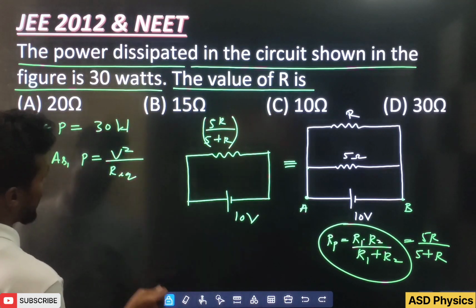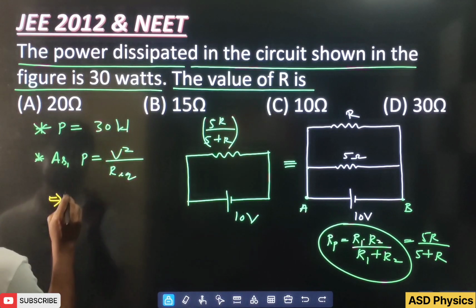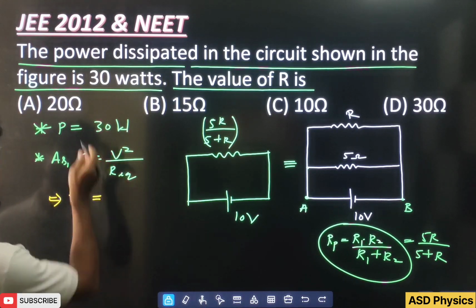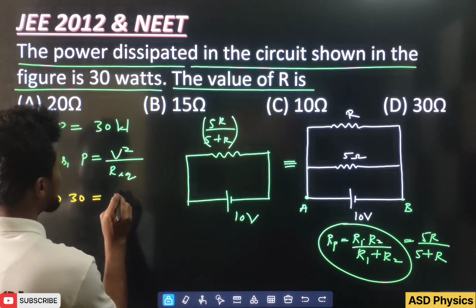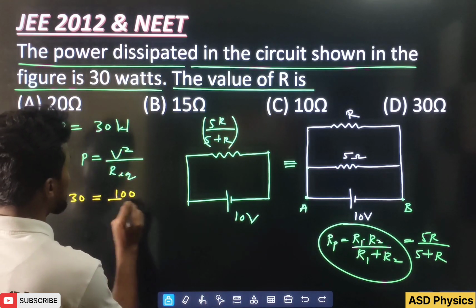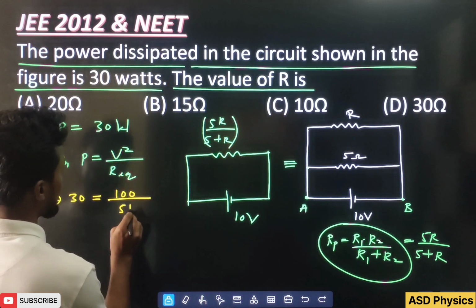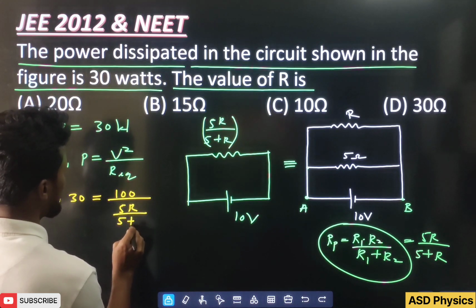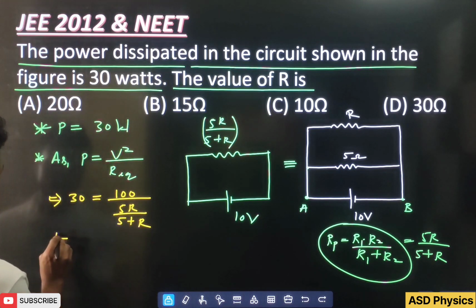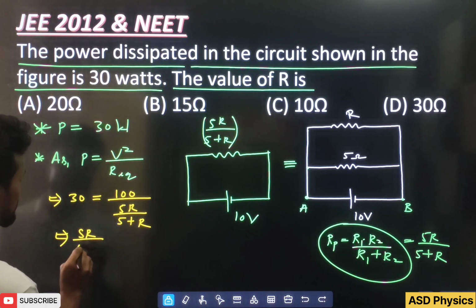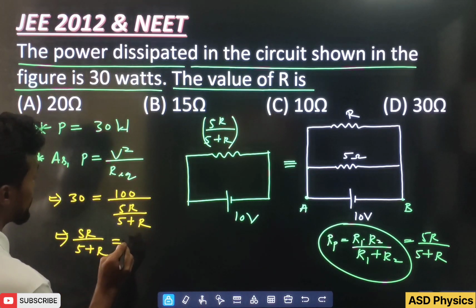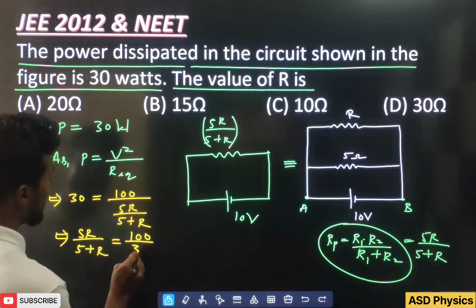Now after that, just kindly write here. P how much is given? 30. It is given in the question. V square means 10 square, 10 square means 100, by R equivalent. How much is this? Kindly see here. 5R by 5 plus R. Okay. Now after that, when we simplify this, 5R by 5 plus R is equal to 100 by 30.